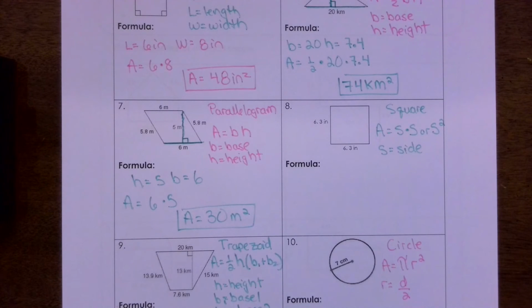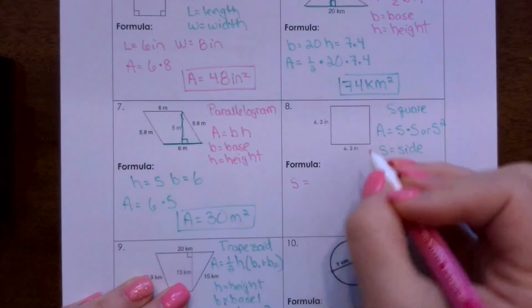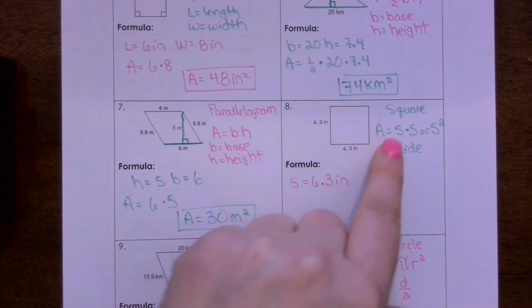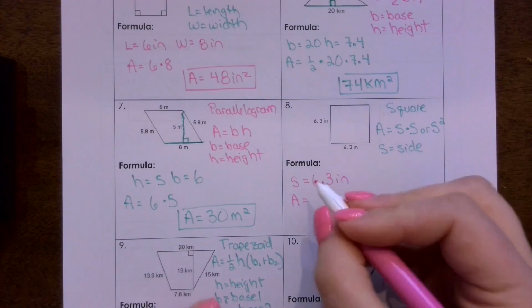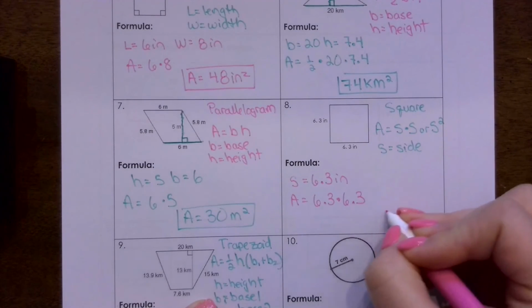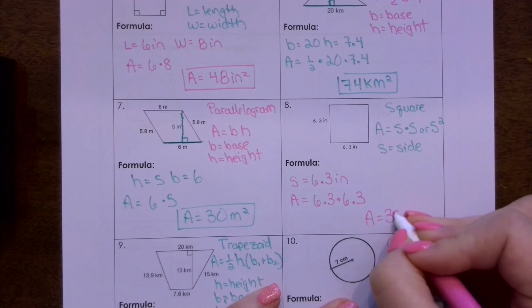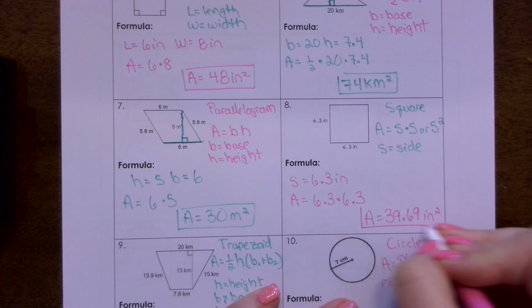Alrighty, on to the square. Well, the square has all equal sides, so there's only one measurement to get, and the side is going to be 6.3 inches. The formula, area equals side times side or side squared, but let's just write 6.3 times 6.3, and my area, once I put that in the calculator, is going to be 39.69 inches squared.